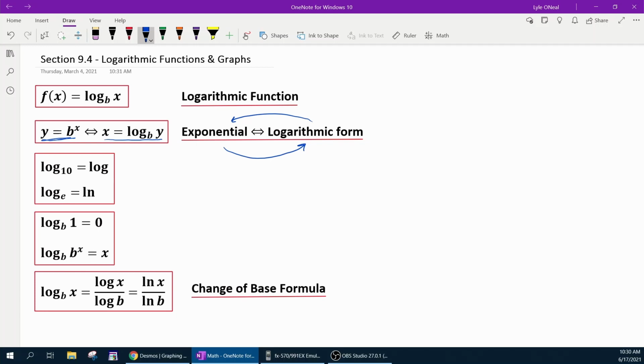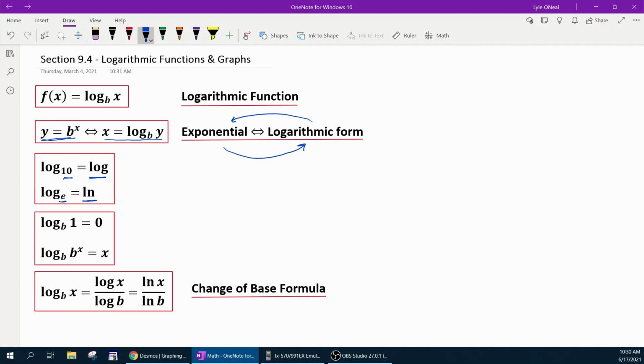Next, two things that have to do with the calculator, either scientific or graphing. If you have a log button on your calculator, you need to know that that means log base 10. So log with no base showing is understood to be log base 10. Ln, that's the natural log button. Ln stands for natural log. It means log base e. So anytime you have log base e, you can simplify that to ln, which is natural log.